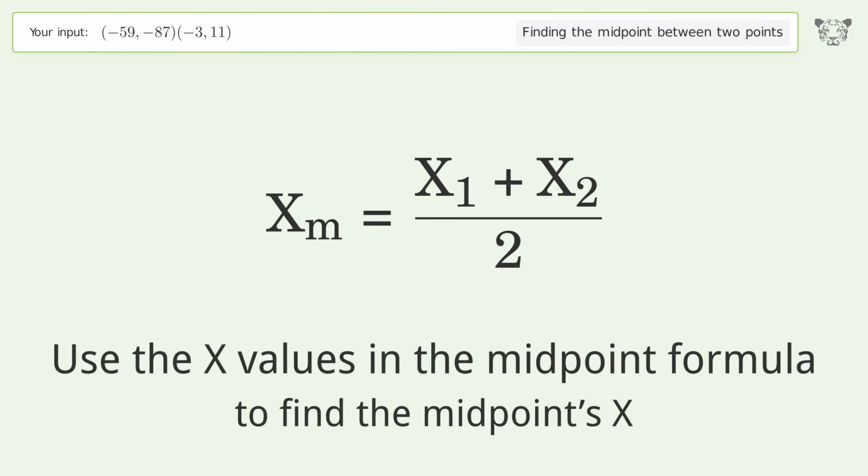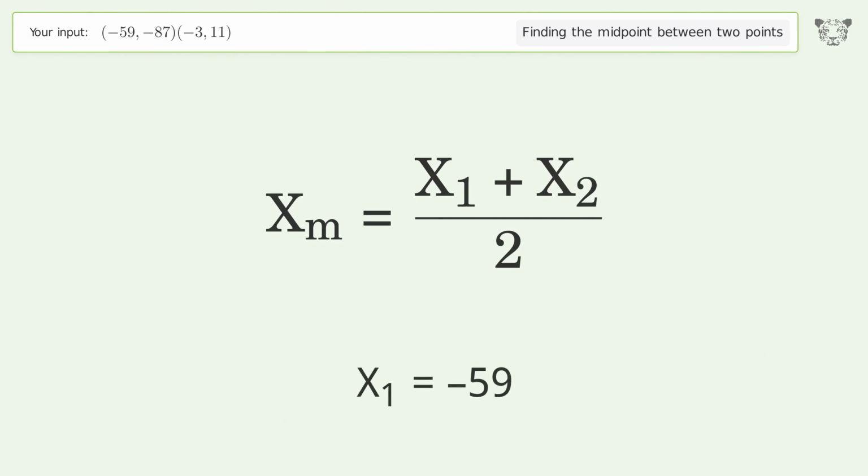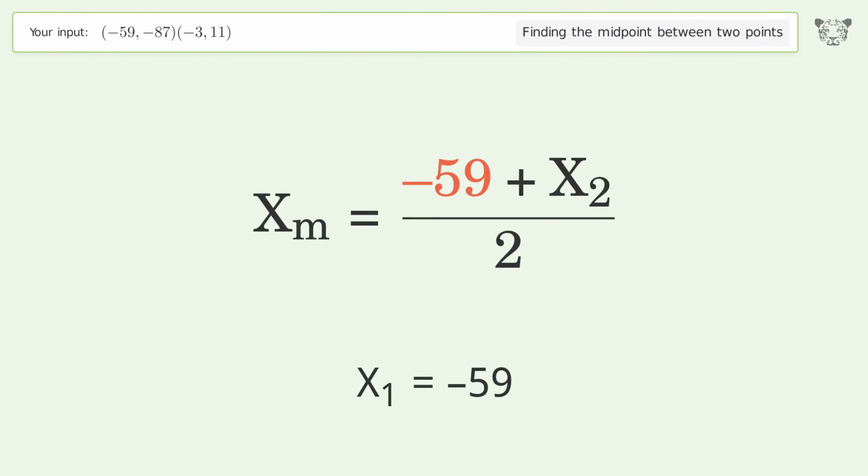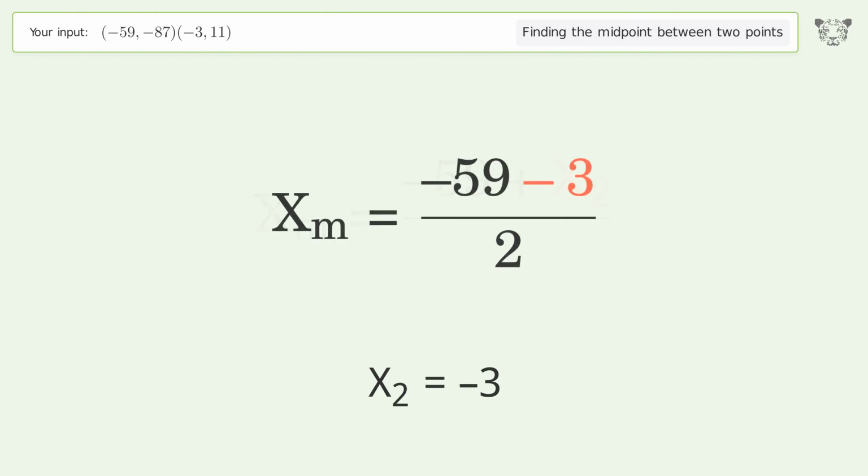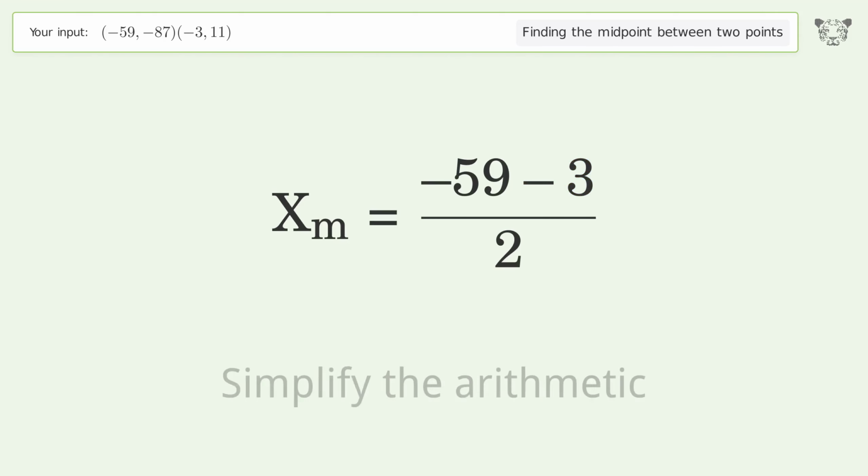Use the x values in the midpoint formula to find the midpoint's x. x1 equals -59. x2 equals -3. Simplify the arithmetic.